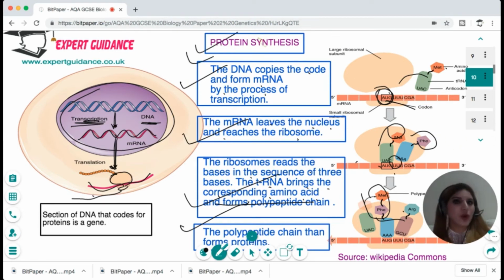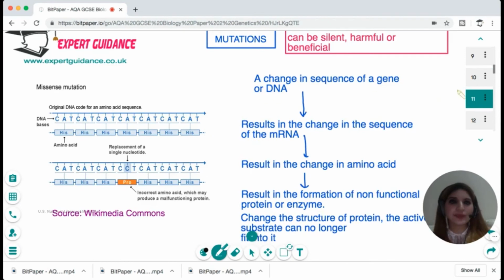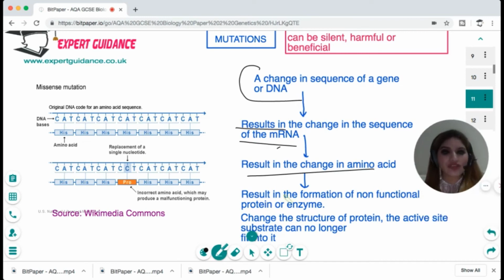Okay, so I hope this concept of protein synthesis is clear to you. Now, you must have seen that DNA forms an RNA, and RNA makes a protein that gives the expression. So what happens if there's a change in the sequence of a DNA? If there's a change in the sequence of DNA, it results in a change in the sequence of mRNA. If the mRNA is changed, the amino acid gets changed. And when the amino acid gets changed, it results in the formation of a non-functional protein or enzyme, and that protein will have a different structure and the active site will be different, so the substrate can no longer fit to it and it can be non-functional.